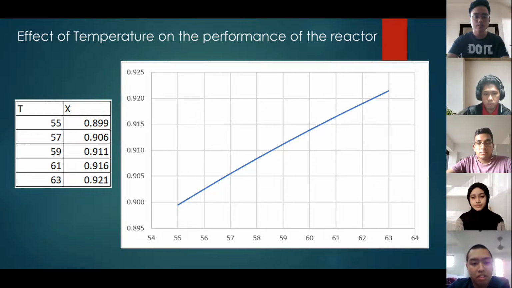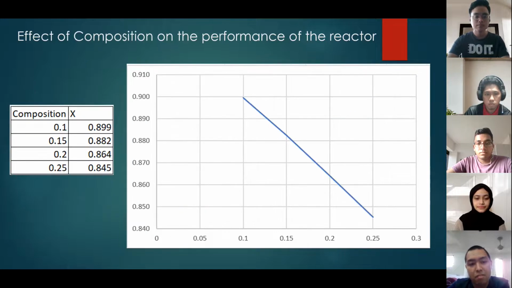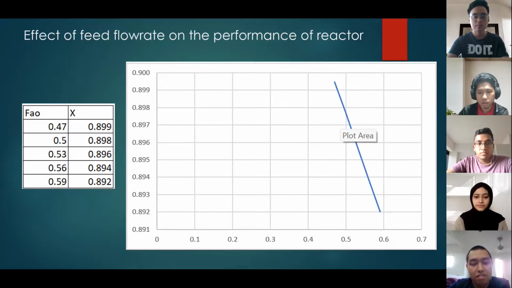So, as we have here, temperature is on the x-axis and conversion on the y-axis, and as the temperature increases, the conversion also increases, which means that the relationship between the temperature and the performance of the reactor is directly proportional. Next, we will also check the effect of composition on the performance of the reactor. And it's seen here, as the composition increases, the conversion decreases. And lastly, we will see the effect of the feed flow rate on the performance of the reactor. And as you see for FA here, as the feed flow rate increases, the conversion also decreases.